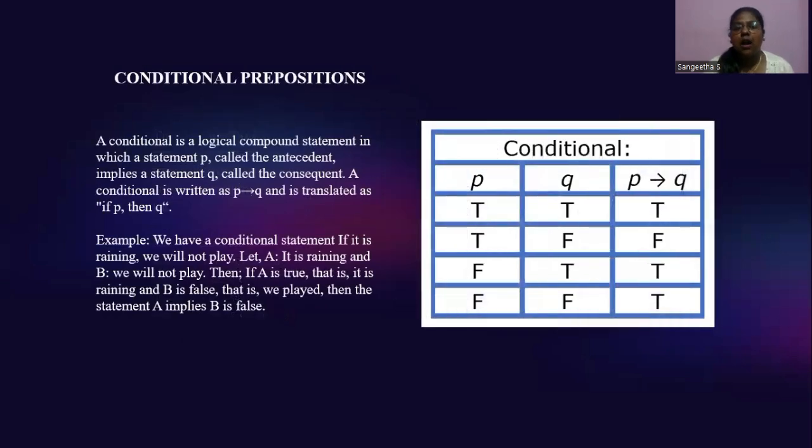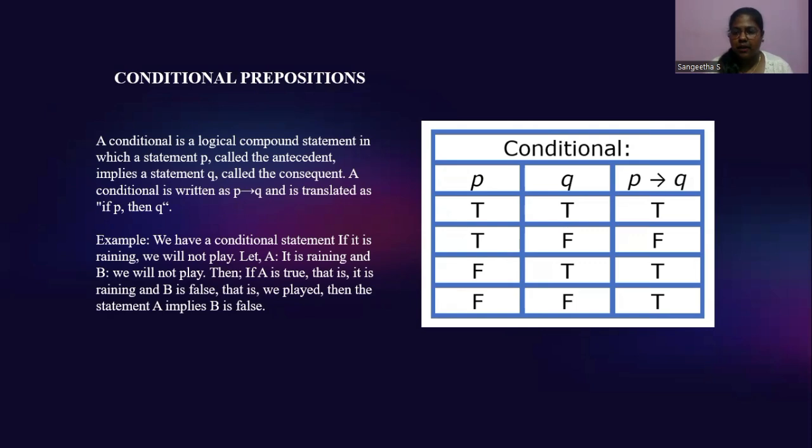Conditional propositions. A conditional is a logical compound statement in which a statement P, called the antecedent, implies a statement Q, called the consequent. A conditional is written as P implies Q and is translated as if P then Q. So we'll see the truth table of the conditional proposition.